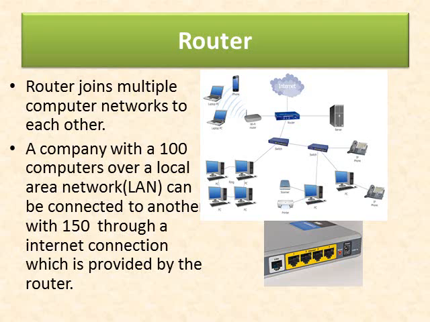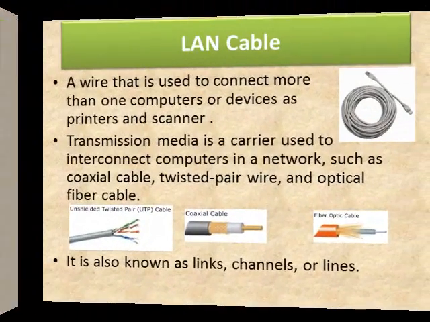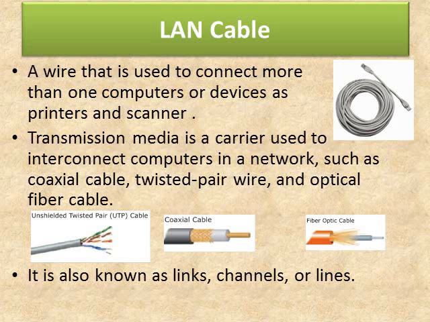A router joins multiple computer networks to each other. For example, a company with 100 computers in a LAN can be connected to another with 150 computers through an internet connection provided by a router. In the picture you can see a router connecting two different computer sets. Children, in a computer network, data is sent in the form of small packets, and the router will forward the data packets between the networks. It does the traffic directing functions on the internet.